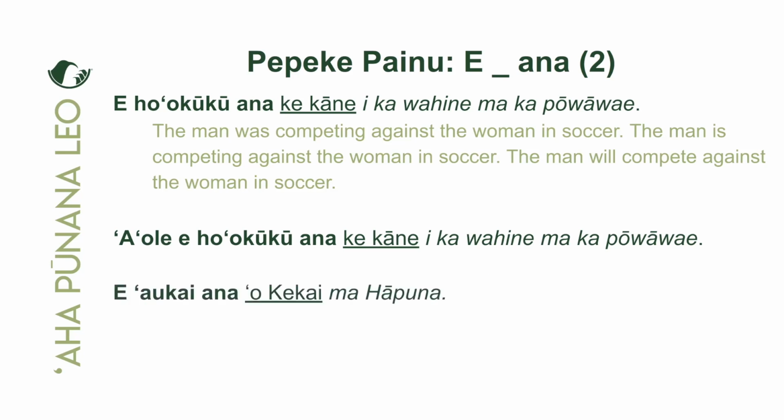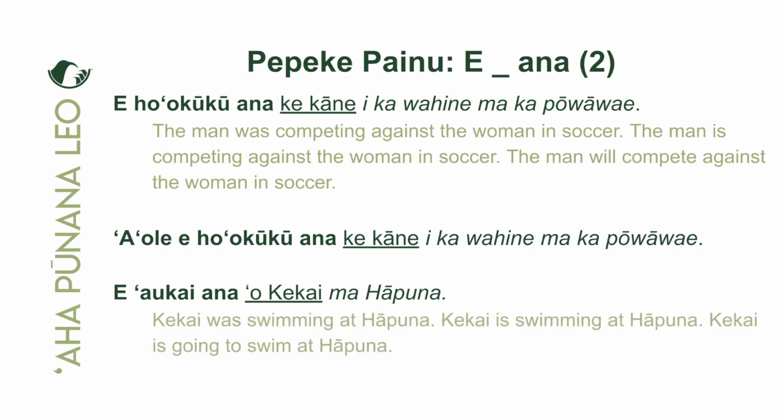E aukai ana ʻo Kekai ma Hapuna. Okay, aukai is our action word, our verb. It's a new one, so look that one up. Who's doing this action of aukai? Who is the piko of this sentence? ʻO Kekai, a person named Kekai. Where is this taking place? Ma Hapuna. Maikaʻi.